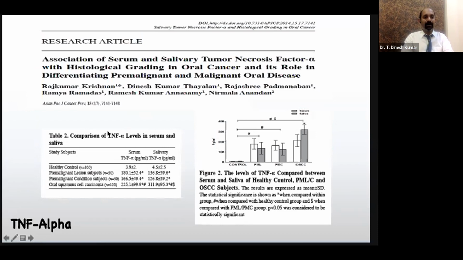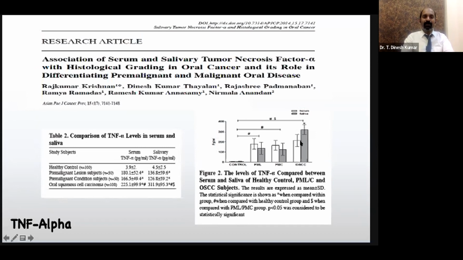So this is what we see here. We compared the levels of the biomarker TNF alpha in the serum and the saliva of patients with oral pre-malignant lesions and malignant lesions. There was a significant increase in the levels of TNF alpha in oral squamous cell carcinoma patients when compared with precancerous lesions and with normal patients. The normal patients had a lower level of TNF alpha, whereas the oral cancer patients had a higher level of TNF alpha.